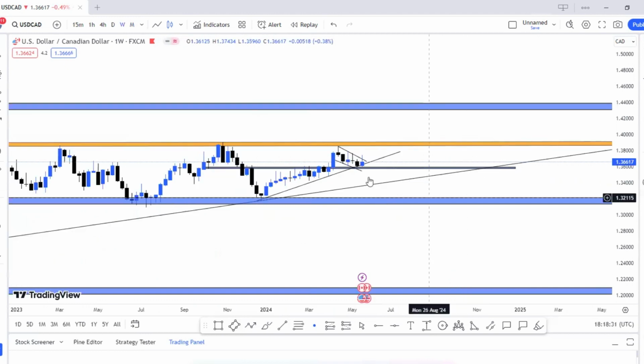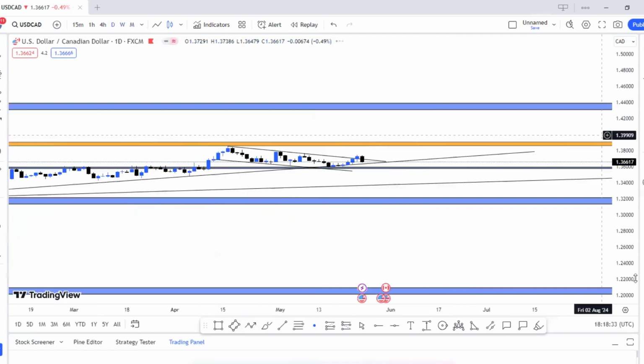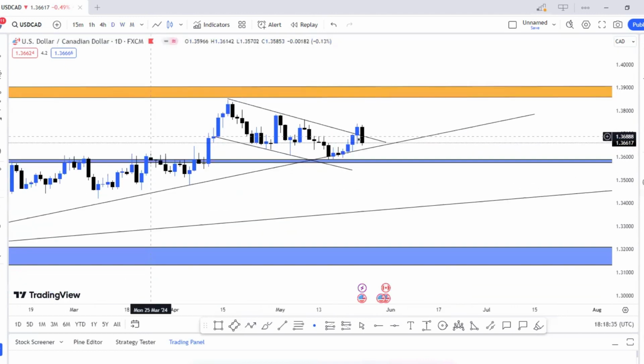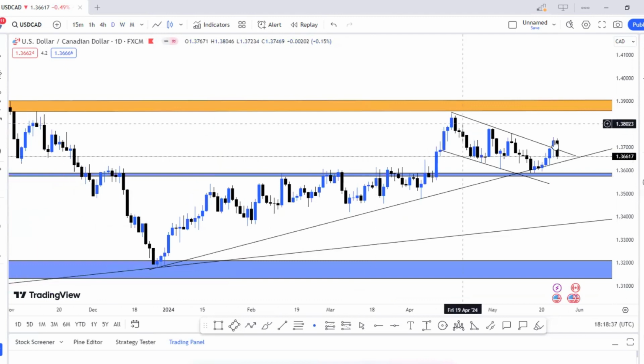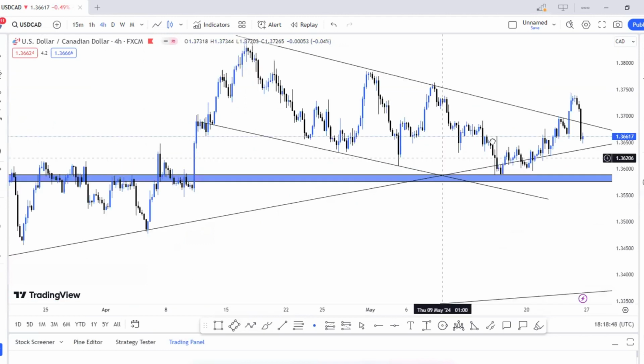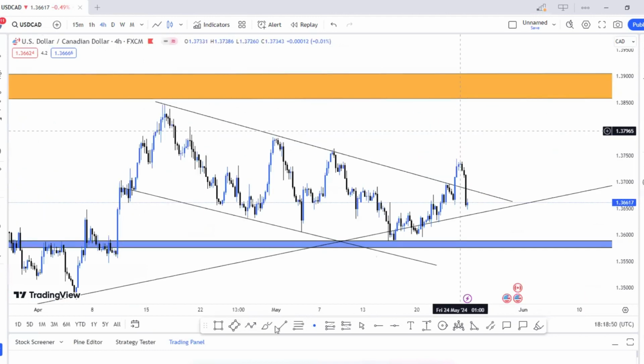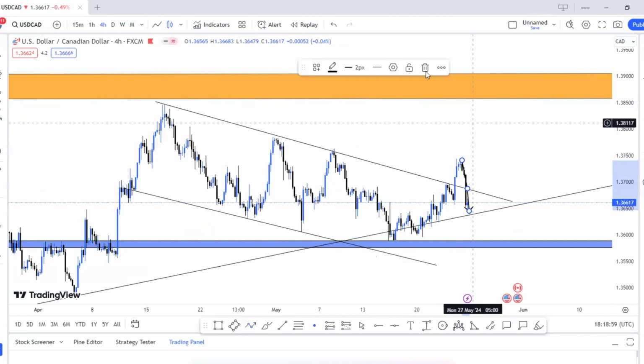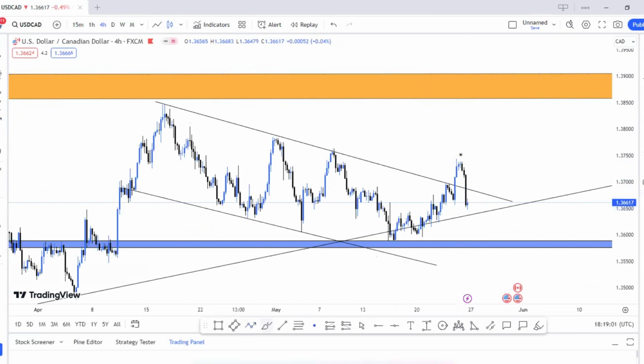Scaling down to the daily time frame, we have this flag. Now this flag looks like it broke, but then price closes back inside. So now here is looking more like a fake out. If I scale over to the 4-hour time frame, this looks more like a fake out. I was actually waiting for a buying opportunity on this market, that price should come and retest and then I will buy, but then we see price closing back inside this zone.